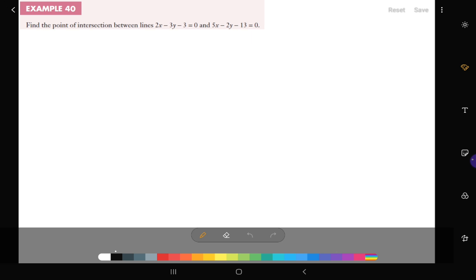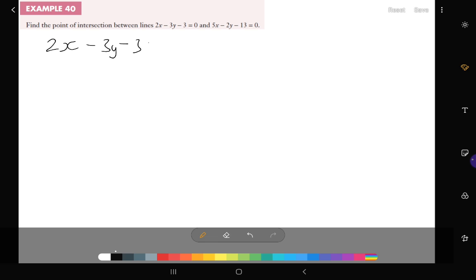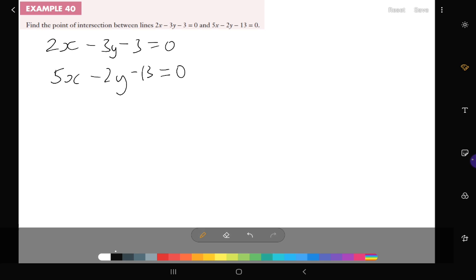So solving them simultaneously, let's do this through elimination. So let's look at the two equations here. 2x minus 3y minus 3 equals 0. And 5x minus 2y minus 13 equals 0. Now to solve them using elimination, we need to be able to match up a couple of terms so that if we add the equations or subtract one from the other, they're going to cancel out.